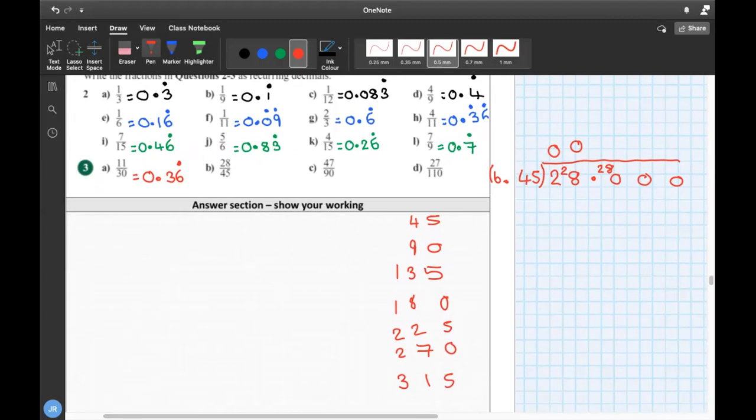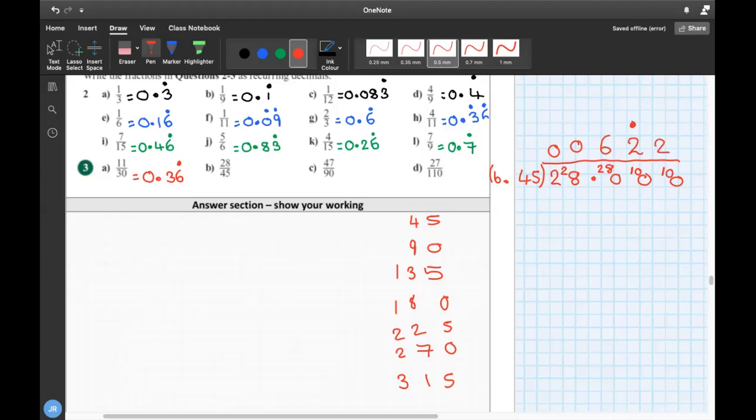So how many 45s got me to 270? It was 1, 2, 3, 4, 5, 6. So 6 lots of 45 got me to 270. From 270 to 280, my remainder was 10. I now need to think, how many 45s can I fit into 100? Well, 2 lots of 45 gets me to 90. So my remainder again will be 10, and this will continue on.